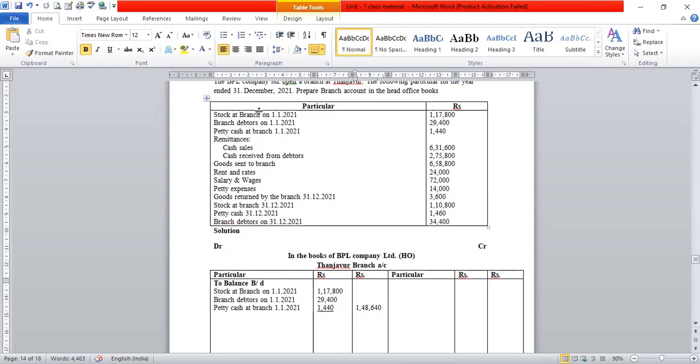The first 3 are entered. Then remittances. Through what source are we receiving remittances? Through the cash sales and cash received from debtors. Because we sell goods and also receive money from debtors. So these values we have to mention here, on the credit side.